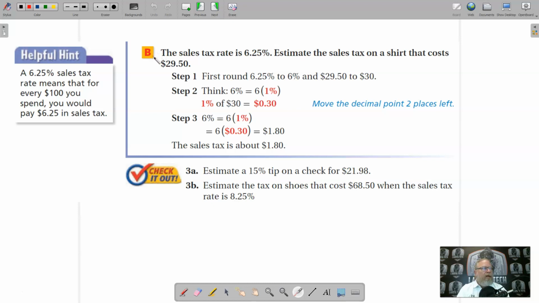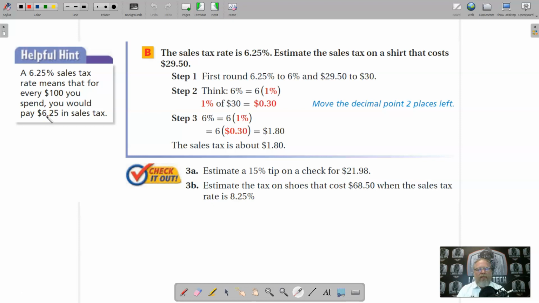Example B, I'm looking at that tip over there. Let's go ahead and read the tip first. A 6.25% sales tax rate means that for every $100 you spend, you would pay $6.25 in sales tax. So if you spent exactly $100, you would have to add another $6.25. So your final cost would be $106.25.